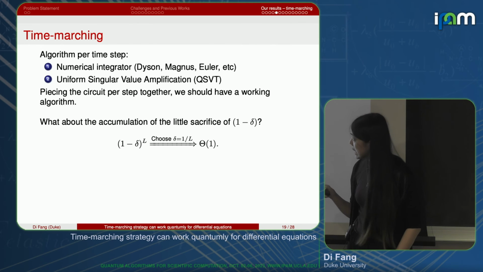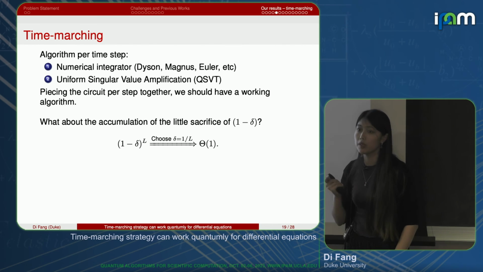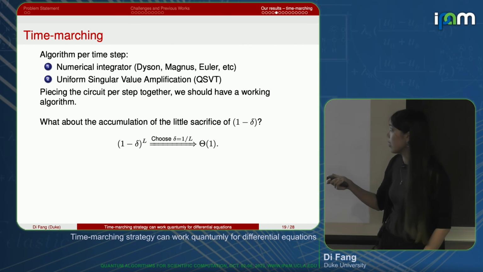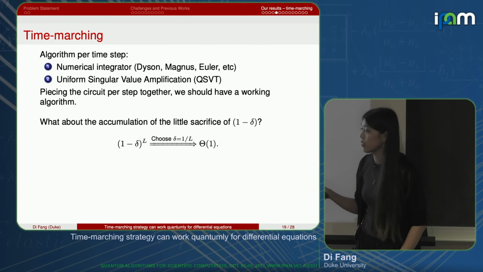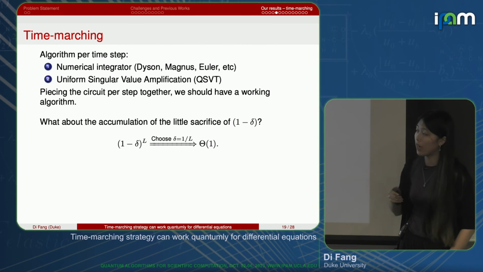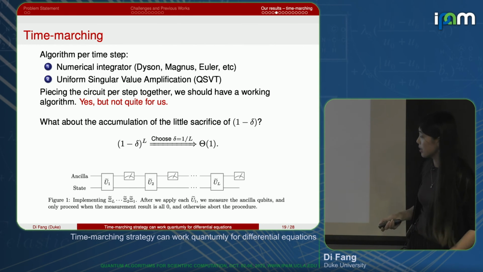But this sacrifice of L is indeed an obstacle that makes our algorithm's dependence on t not linear. This is precisely the reason. If you can somehow magically avoid this, then it can improve. If you have any idea, please come to discuss with me.